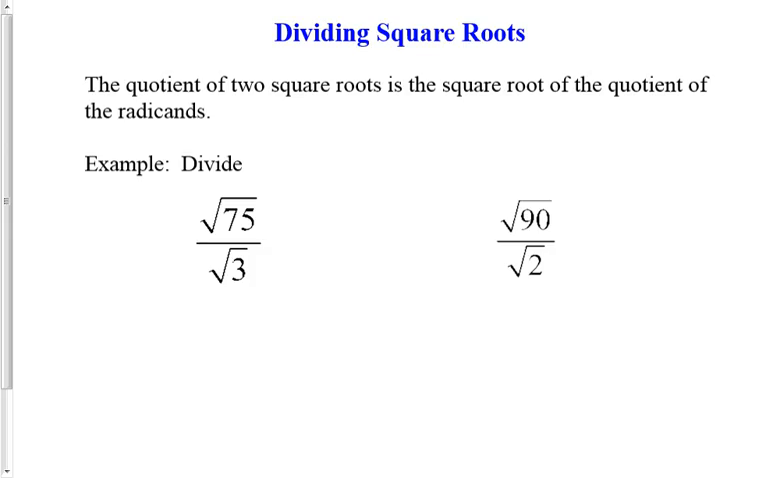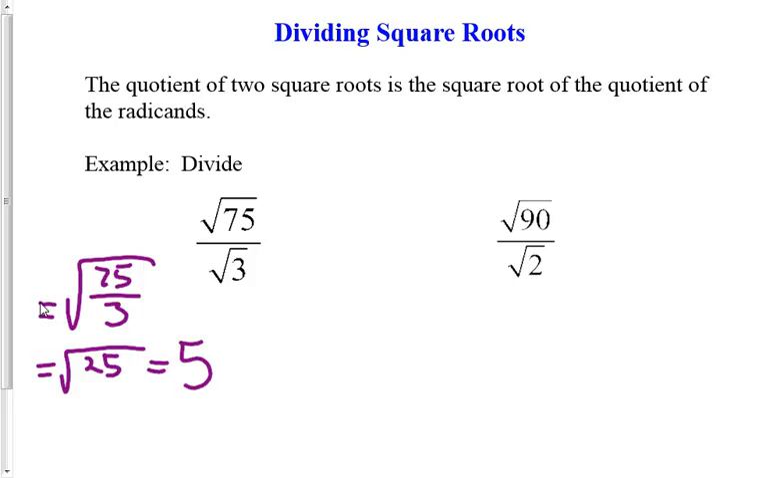Now, dividing square roots. The quotient of two square roots is the square root of the quotient of the radicands. Here are some examples using this. Square root of 75 divided by square root of 3 is equal to the square root of 75 over 3, which equals the square root of 25, which equals 5.